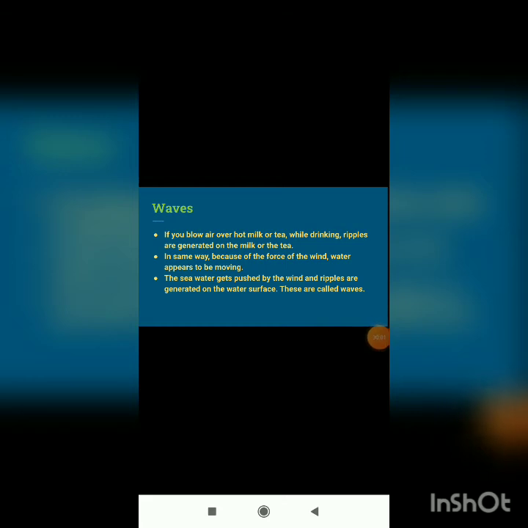Now students, we will be learning in detail about waves. We all have heard about waves. Now I am going to tell you all what waves are. If you blow air over hot milk or tea while drinking, ripples are generated on the milk or the tea. Okay students, that is correct.